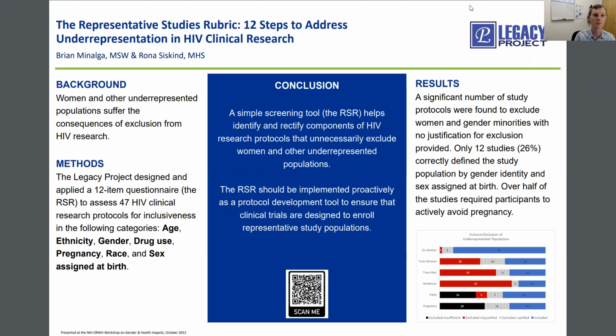And this is our poster, the Representative Studies Rubric, 12 Steps to Address Underrepresentation in HIV Clinical Research. We know that women and other underrepresented populations suffer the consequences of exclusion from HIV research. When we talk about underrepresented populations, we're not only speaking of cisgender and transgender women, but also other transgender persons, persons who inject drugs, pregnant persons, as well as Black, Indigenous, and Latinx people in the United States and territories.